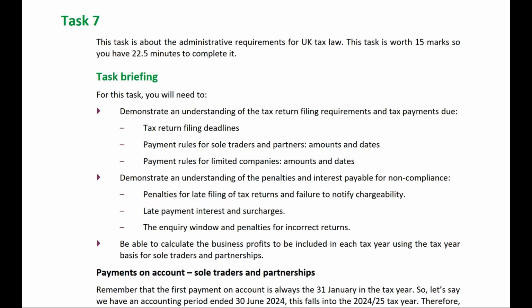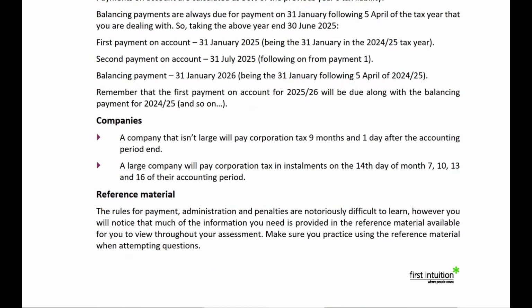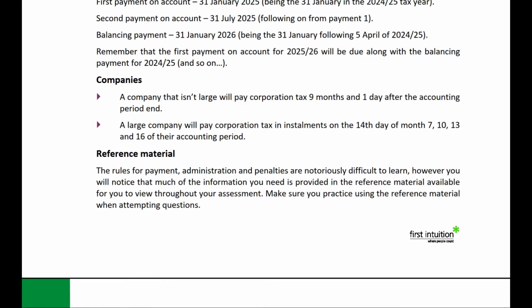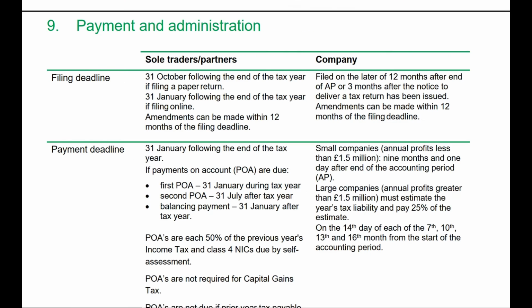So the task briefing sets out some revision notes covering those various topics. So you are welcome to take a pause from this lecture and have a read through that now if you think that would be helpful. It does mention reference material, which I think is something we absolutely need to look at here. It tells us the rules for payment, admin and penalties are notoriously difficult to learn. That's because I think they're so fiddly and there's so many of them. But the reference material is ever so helpful in that it has lots of these actually printed in there.